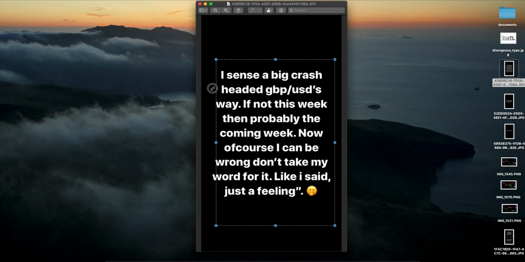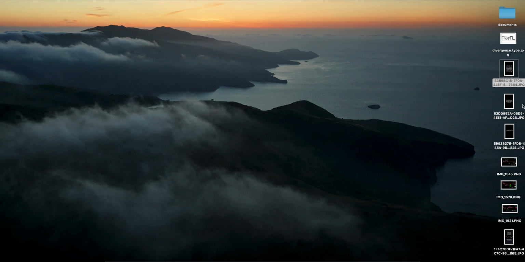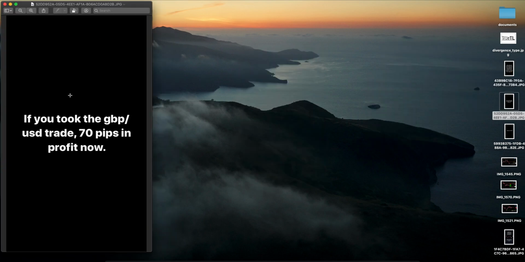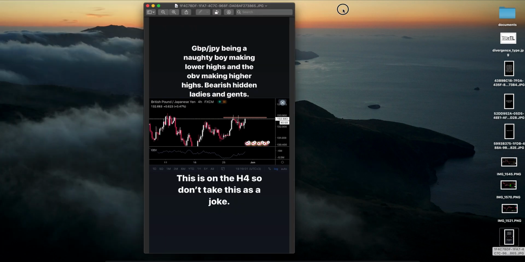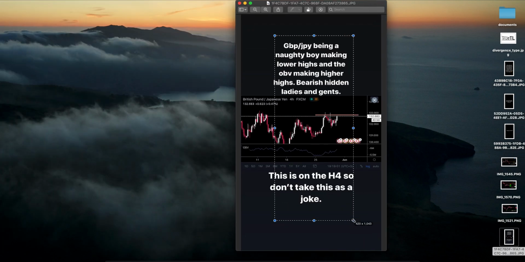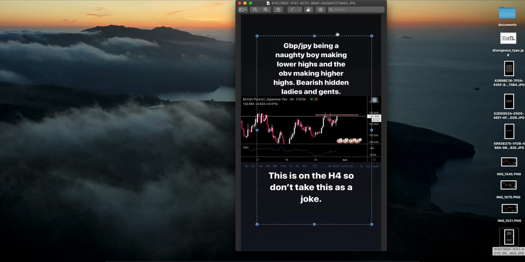I called out the GBP USD crash that we had last week, and I was fortunate enough to take a trade on this, and I made a couple of bucks. And yeah, I like to call out some trades, some setups. For example, this one I called out today, GBP JPY. Really strong setup. We'll see how this one goes. Hopefully I'll make a video on this next week if it goes in profit.